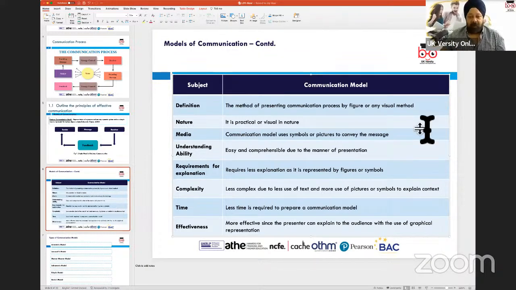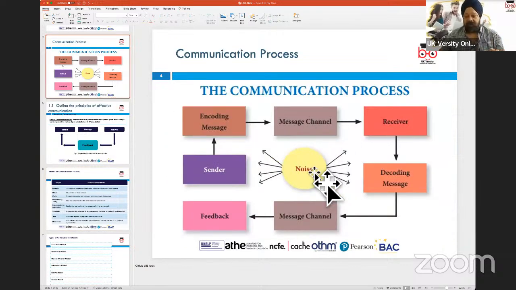So when you look at the aspect of different forms of communication, all of these would involve what is called the communication process.